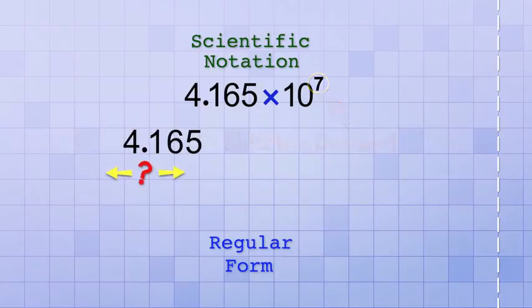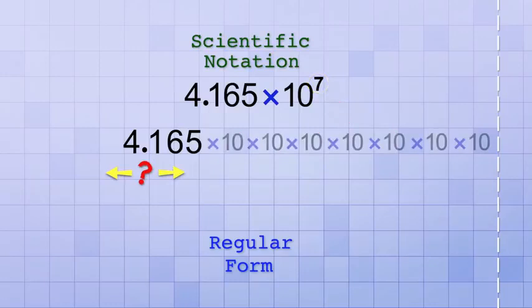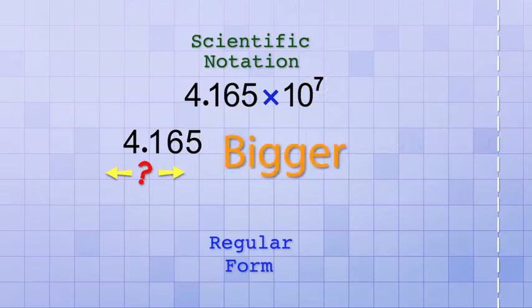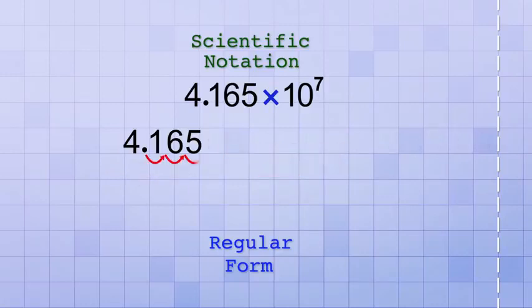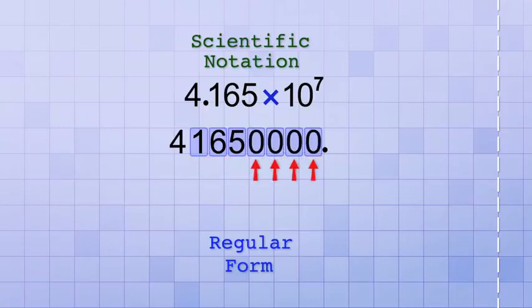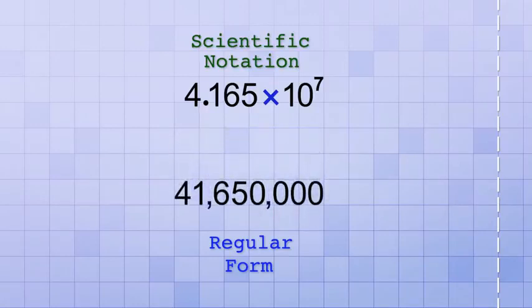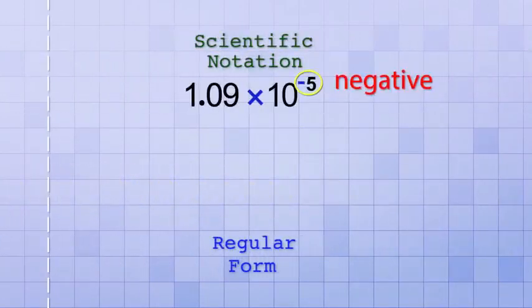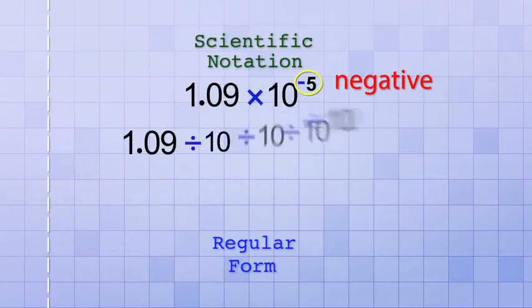Well, since we're multiplying by factors of 10, we need to shift it in the direction that will make the number bigger. That is, we need to shift it to the right. So, we'll just shift the decimal point 7 places to the right. But as you can see, there aren't 7 digits after the decimal. So any places that don't have a digit will just be filled with a 0. There, our number in regular form is 41,650,000.